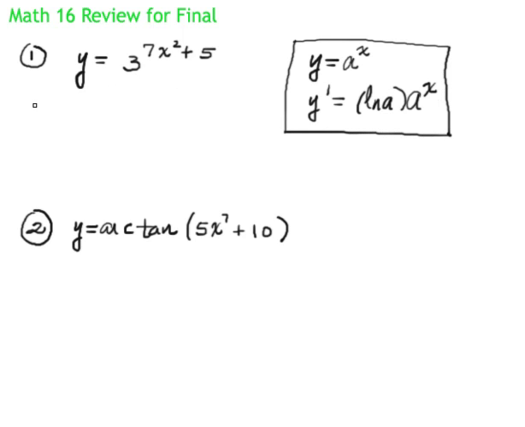Okay, here we want to take the derivative, so we have y prime is equal to, and first a ln 3 comes out, that's the base, 3. And then we have 3 to the 7x squared plus 5. And here we're going to do a chain rule and multiply by the derivative of 7x squared plus 5, which is 14x.